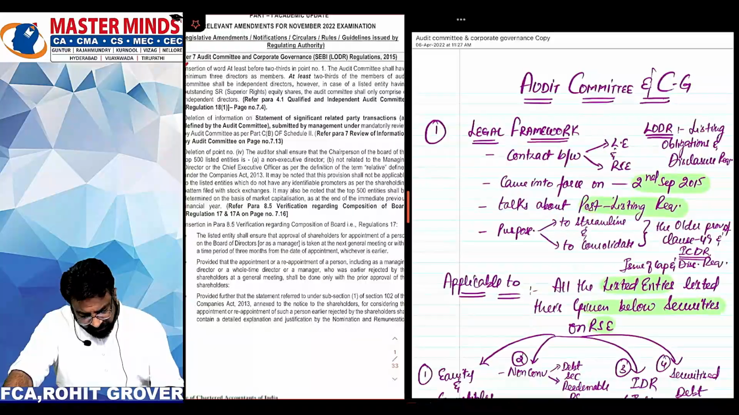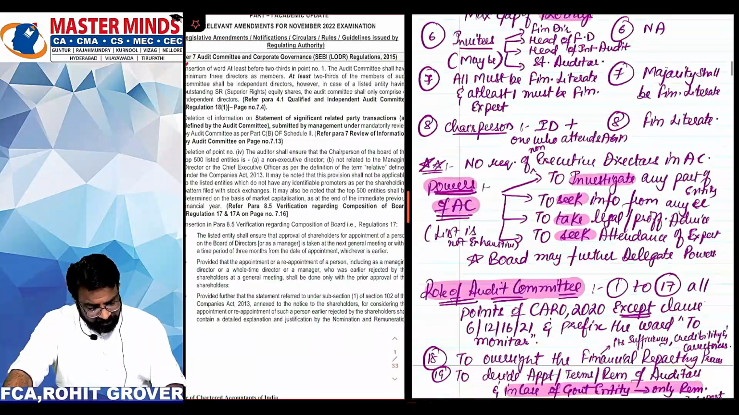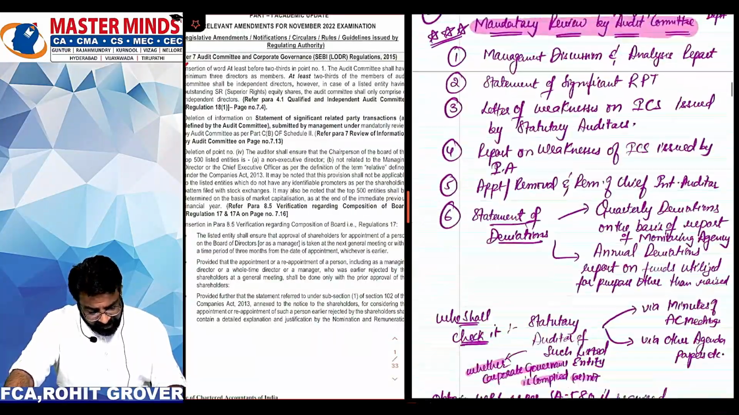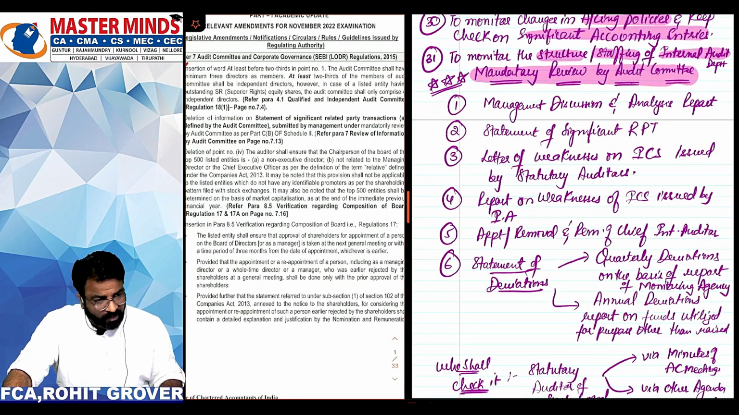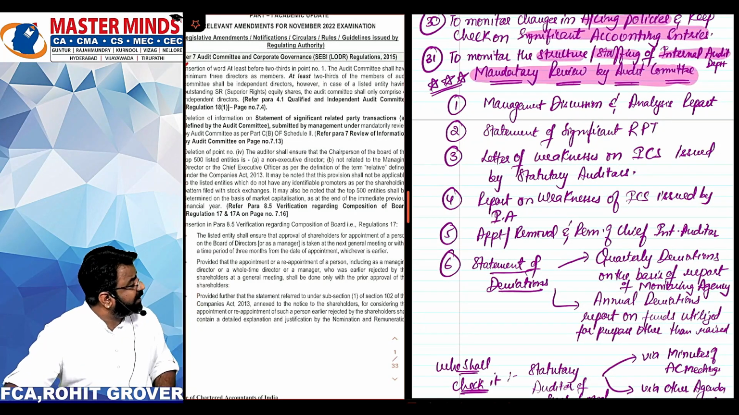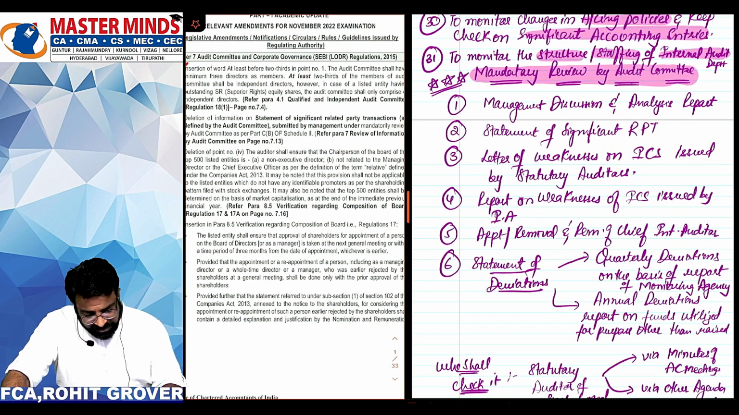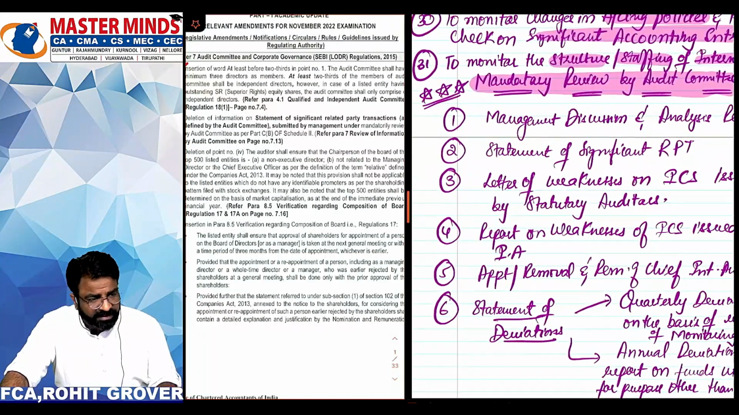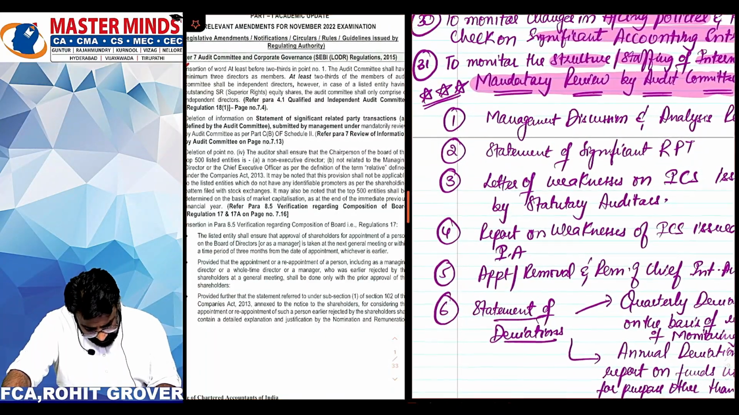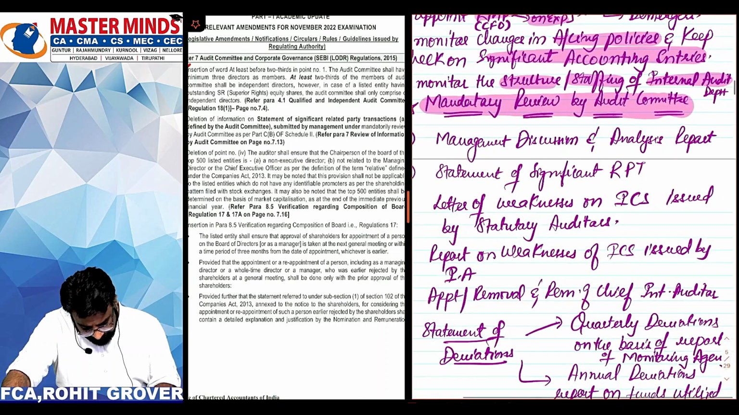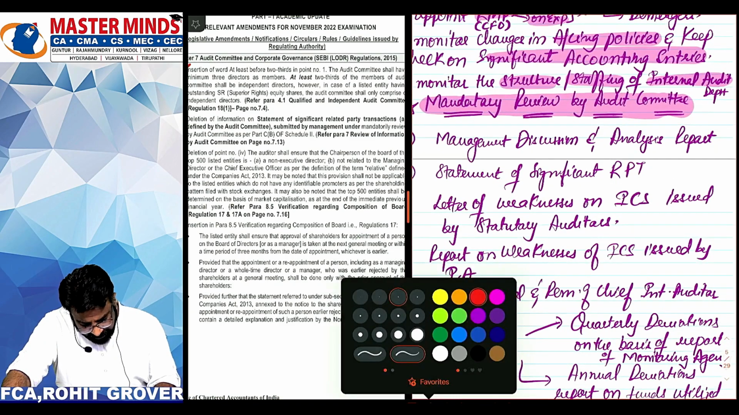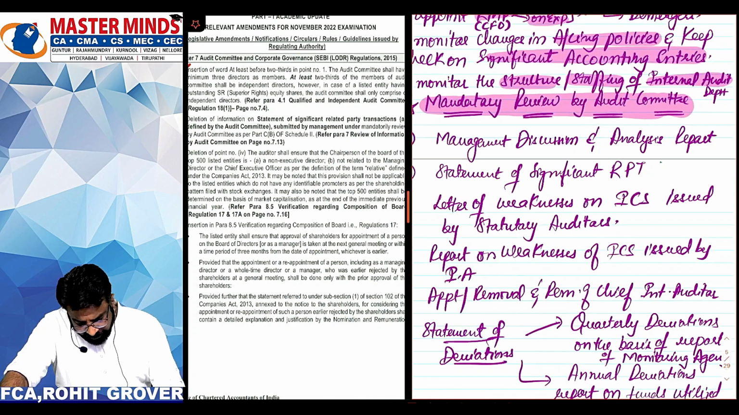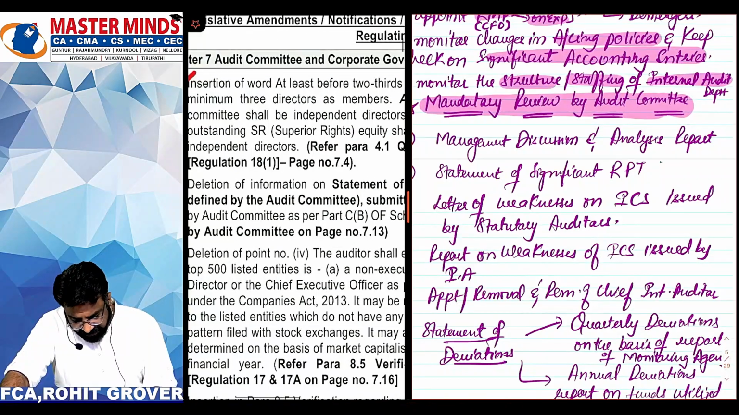Now see, the second one: deletion of the information on statement of significant related party transactions. Do you remember that we have a mandatory review by the audit committee? There were 6 mandatory reviews. These are the 6, out of which they are saying the second one we have to delete. What is the second one? Statement of significant related party transactions. So in the bracket, write "deleted", okay? Just write in the bracket deleted. So you can see what they are saying here: deletion.